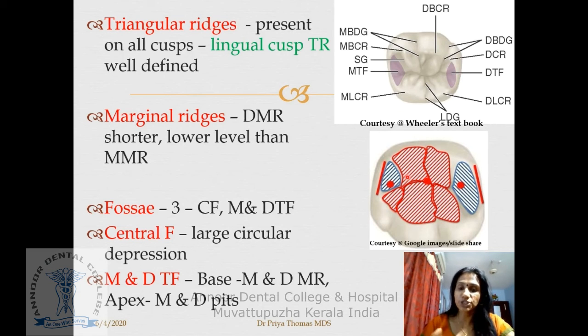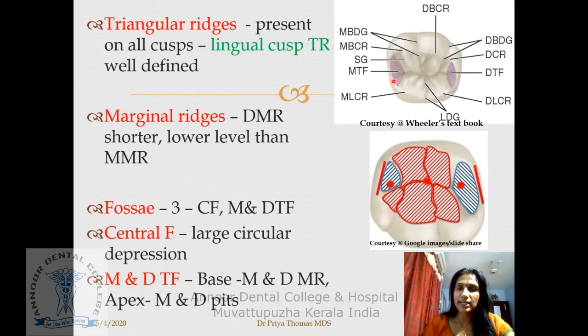The fossae that you see, you can see 3 fossae. That is your central fossa, and you have your mesial triangular fossa and your distal triangular fossa. Now these two are in the shape of a triangle. Your central fossa is the one which is present exactly in the center part, and it is a large circular, shallow depression present in the center. The other two are triangular shaped, which are present on the mesial and distal aspects.